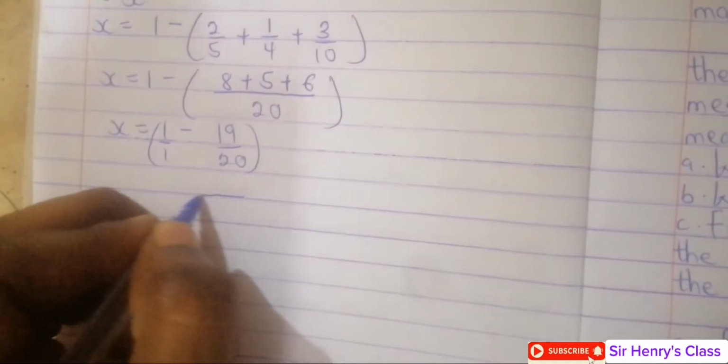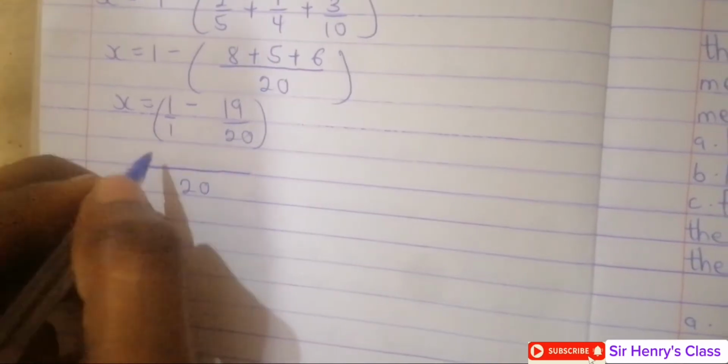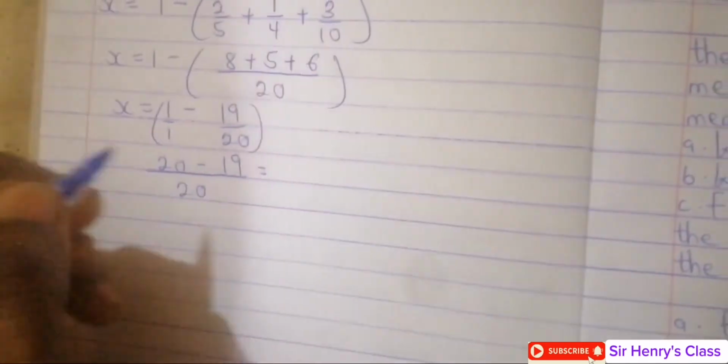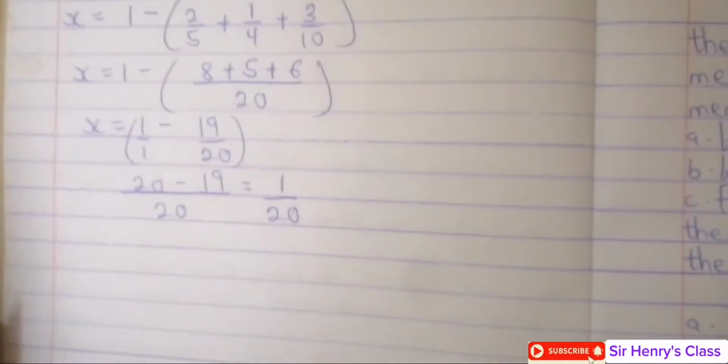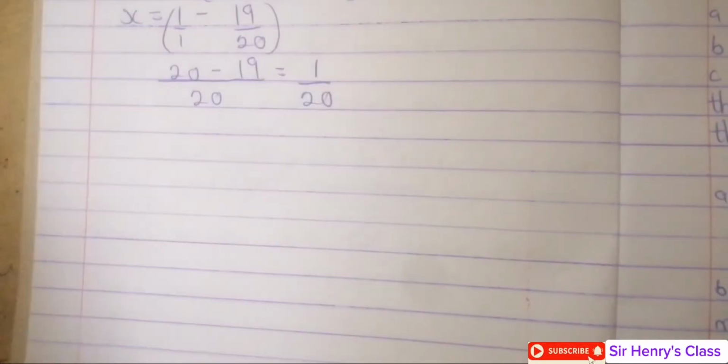We are going to simplify this. So we have our 20 here. 20 times 1 is 20. 1 times 19 is 19. So we have 1 over 20. So the fraction for neither meat nor tomatoes is 1 over 20.